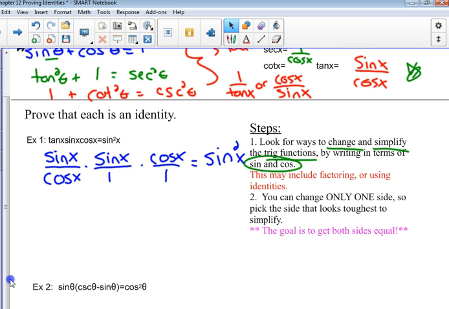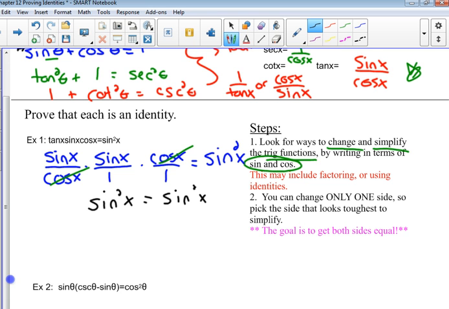So let's look in here. How can we do it? Good. Cosine and cosine can cancel. Remember, you guys can cancel multiplication if one thing's on the top and one's on the bottom. Perfect. Yeah, sine times sine is sine squared. So this is sine squared x equals, we have it over here, sine squared x. Boom, we're done. Perfect. That's it.